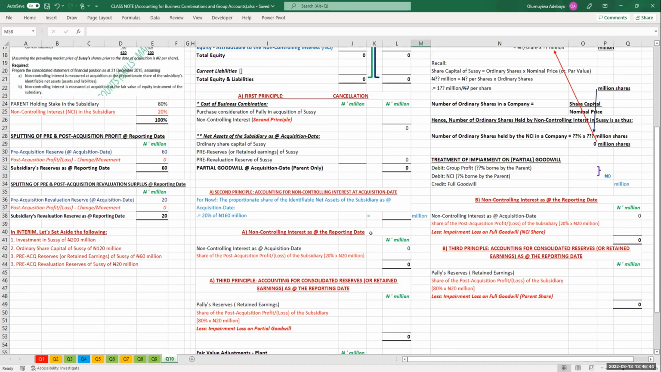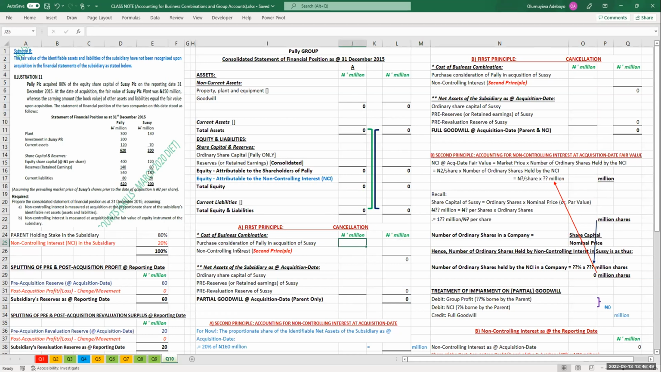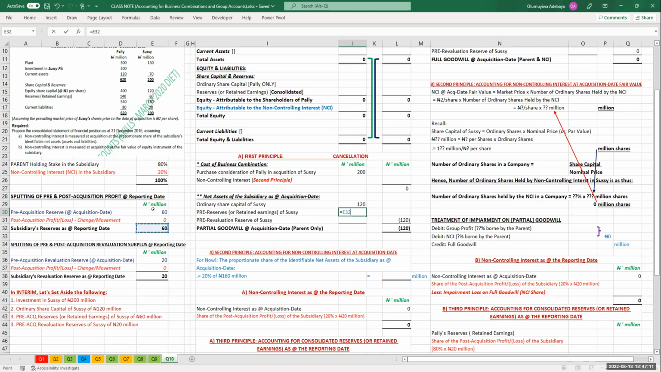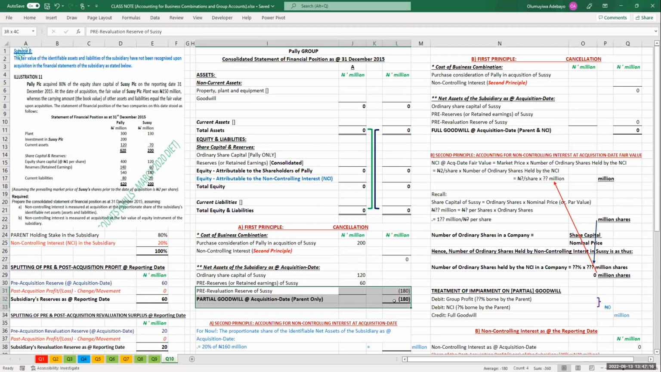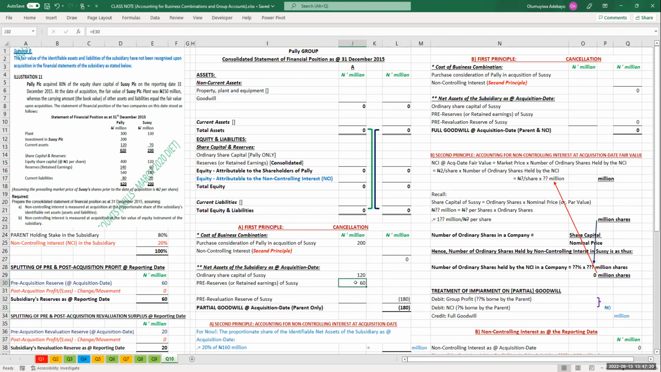Now we have impact when we are to consolidate. Let's start with our first principle. The purchase consideration still remains at 200. NCI will be measured at acquisition date proportionate share, but at that point, we determine the ordinary share capital of Suzu, which is 120. Pre-acquisition reserve, as we said earlier, was 60. Now, the sum of what we have here is what we call the carrying amount of the acquired net assets at acquisition date.